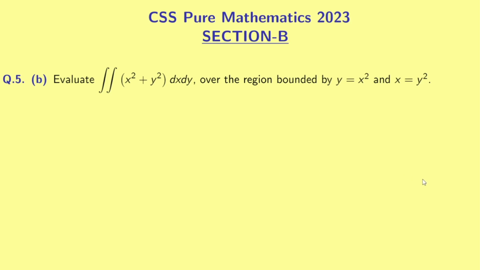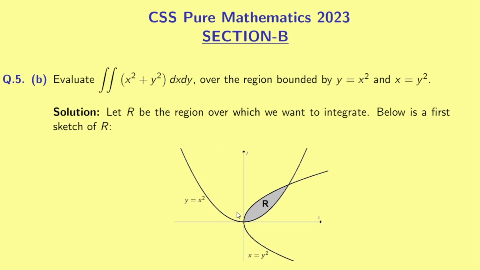So we have these curves and we will first sketch the region over which we want to integrate. Here are the curves: y equals x squared, this parabola here, and x equals y squared, this other parabola. As we can see, they intersect at 2 points, and the region bounded by the curves is this gray region, which I called R. So this is our region of integration.